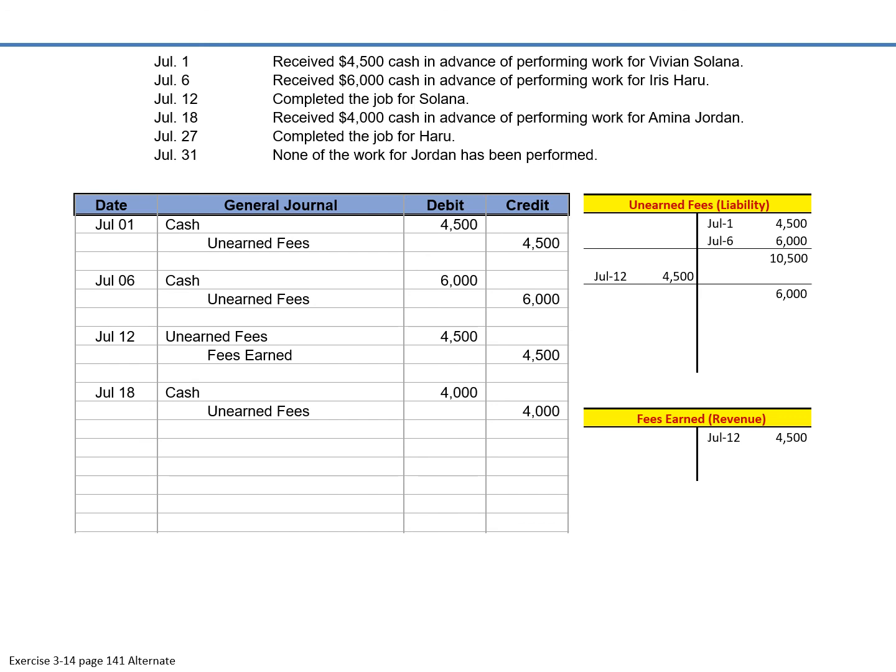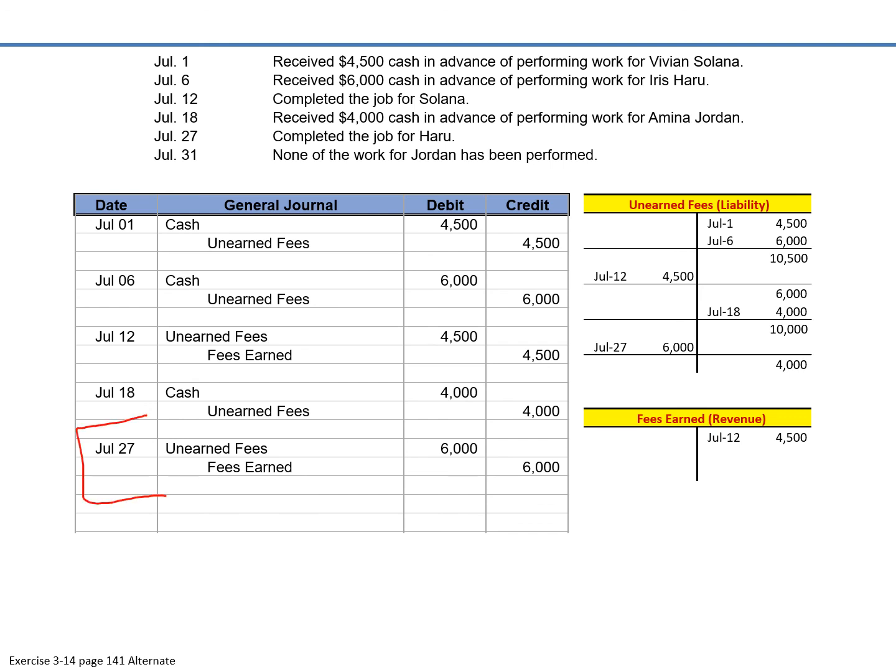Then on the 27th, we completed the job for Haru, and so we need to recognize that revenue. So we're going to reduce our unearned fees liability, and we reduce liabilities with debits. And we're going to increase our revenue, and we record revenue or increase revenue with credits. Okay? And then on July 31st, none of the work for Jordan had been performed, and that's okay because we didn't record it as earned. We recorded it as unearned, right? So there's no entry needed for that one.